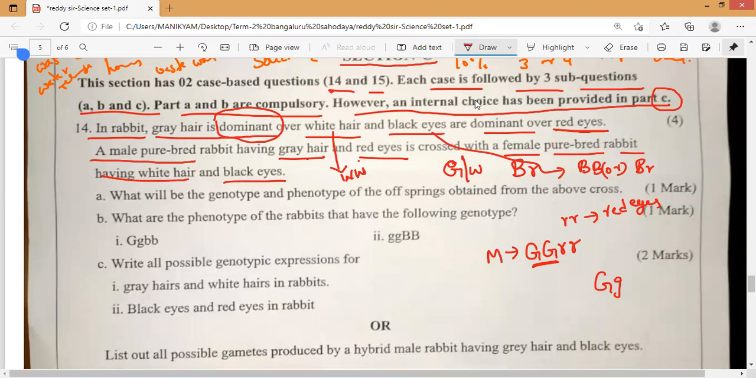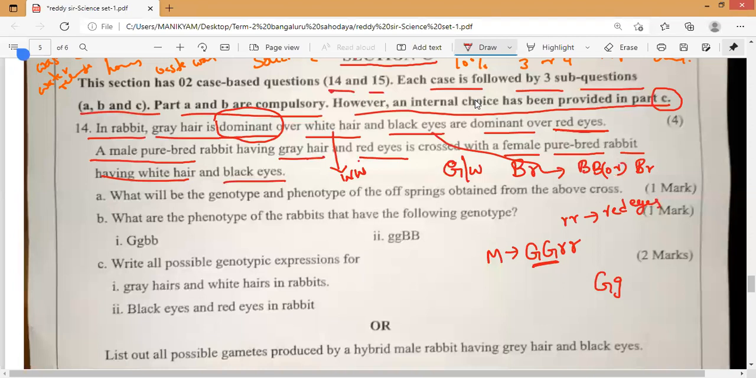Please respond. Remember, what you are taking is your choice, but you have to mention it. I am taking gray hair, capital G, white hair, small w, black eyes, capital B, and red eyes, small r. So any doubt in this, you can tell me.